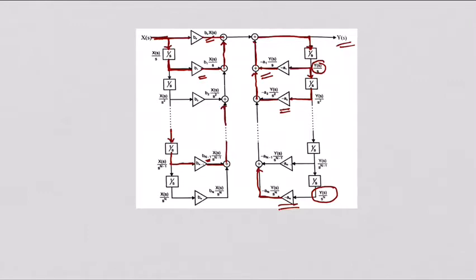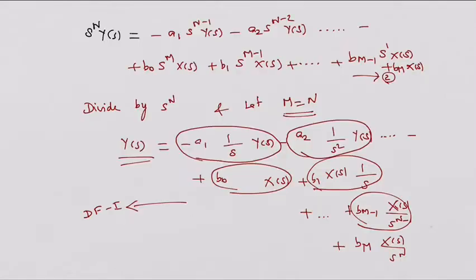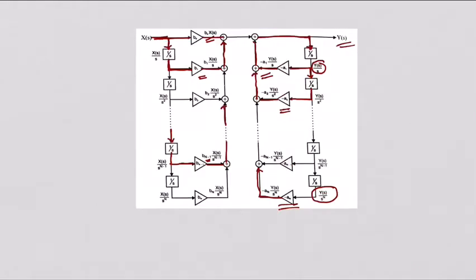Not only this, there is one more. You can notice the last term is x of s divided by s power n. So this x of s by s power n minus 1 is also further passed through the block diagram. You can notice that it is x of s by s power n. So it is multiplied by bn, so bn multiplied by x of s by s power n will also get added.